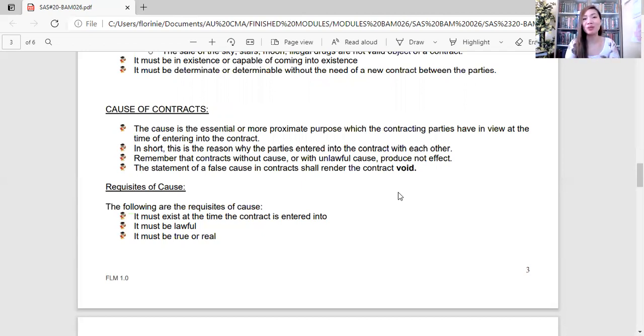Bigyan ko kayo example. Bentahan ng lupa. Pinalabas nila nagbabentahan. Pero totoo, walang bayarang naganap. Ayan. Kumbaga, parang pinalalabas lang nila na merong bentahan na nangyari pero ang totoo walang cost or consideration na bigay. If that is the case, then the contract is void.